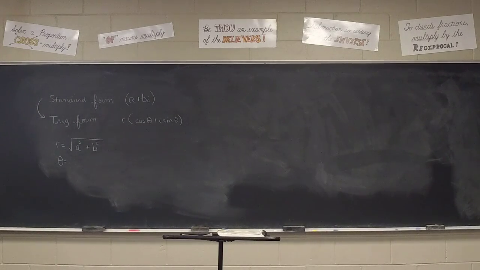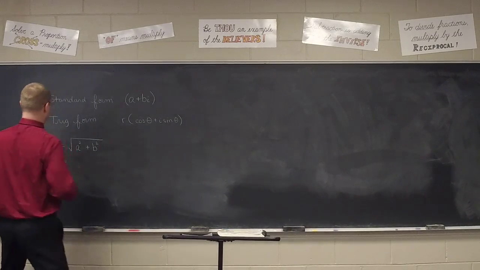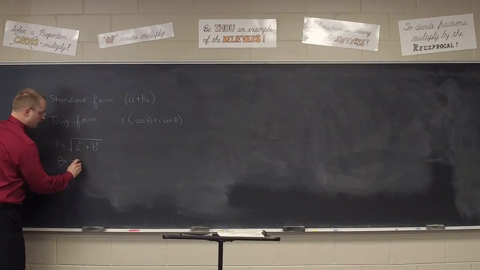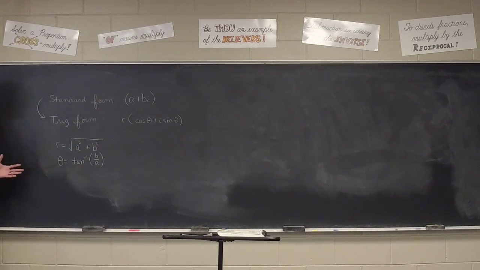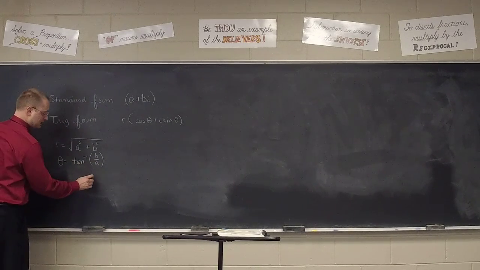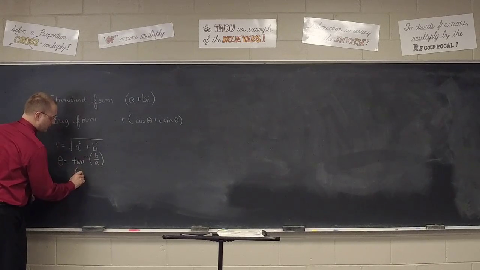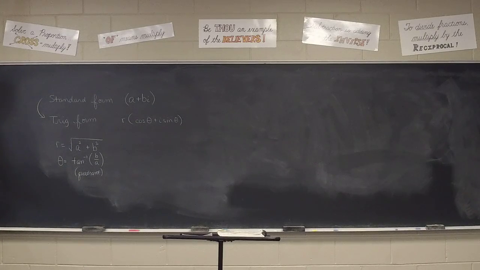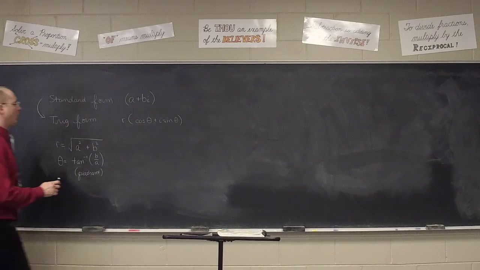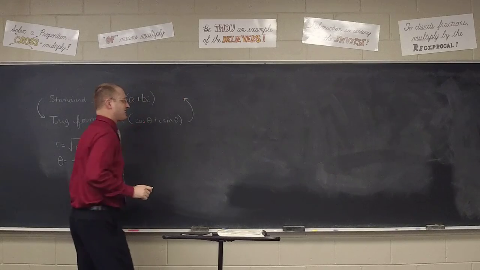Is it tangent of b over a? Close. You're finding an angle though, so not tangent. Arctangent. All right, so if only you two could team up on this test, you'd be doing okay. It's a good refresher though, right? So make sure we're getting these review notes down. Now remember, for this, we have to consider the quadrant as well. What if I wanted to go from the trig form back to the standard form?